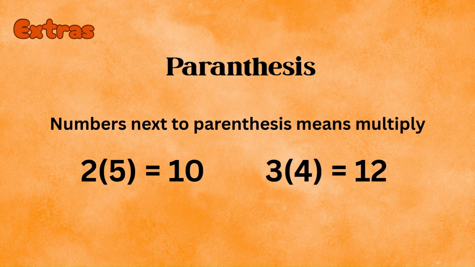Parentheses. Numbers next to parentheses mean multiply. So if you have a number right next to a pair of parentheses, that means you multiply the outside number with the number inside of the parentheses. So we have 2 in parentheses 5, which equals 10. Then we have 3 in parentheses 4, which equals 12.